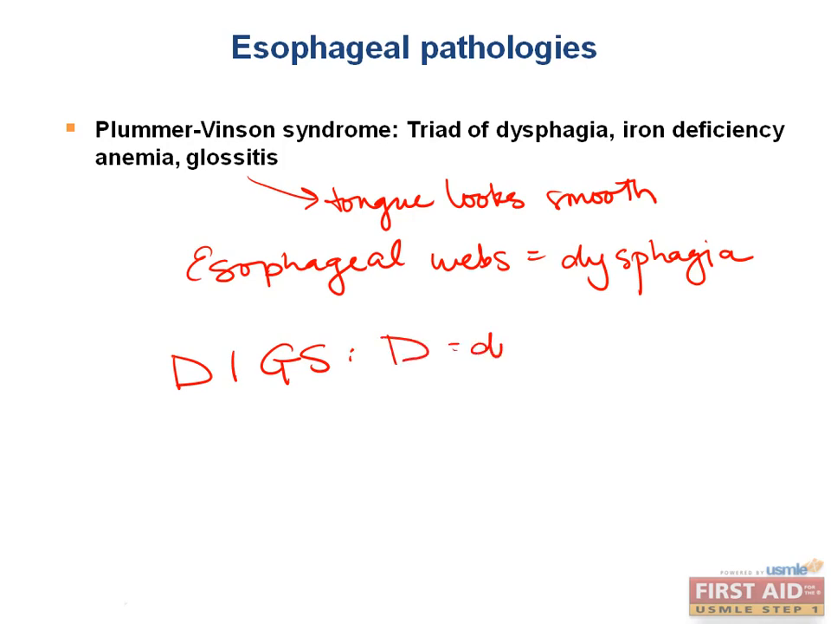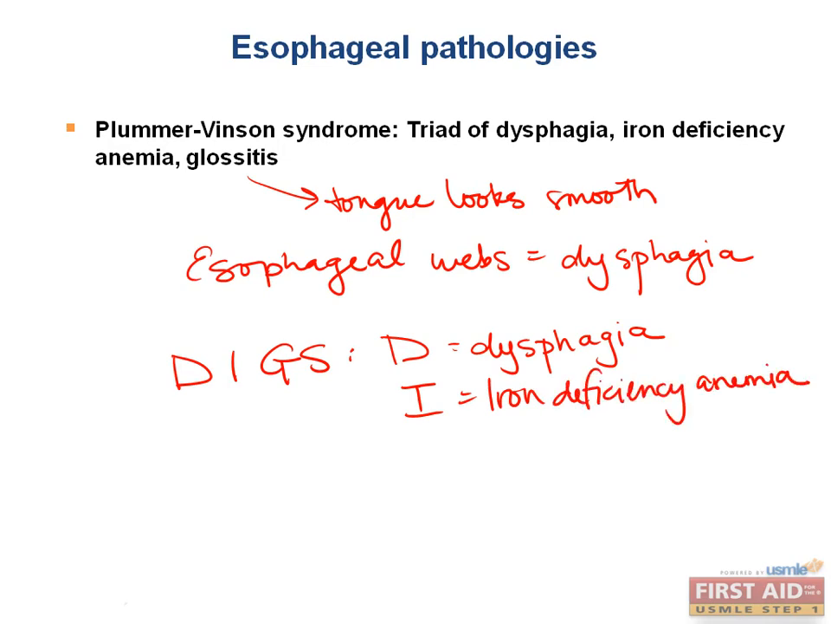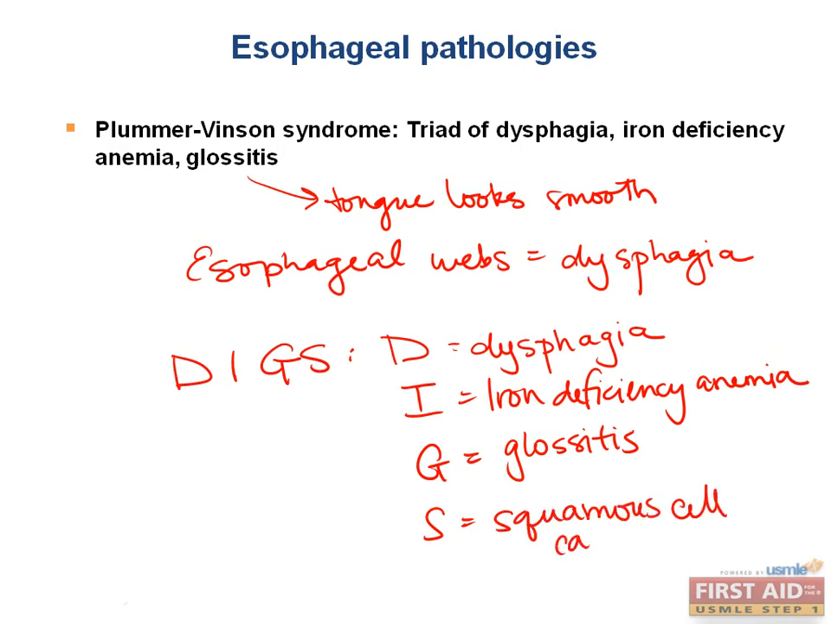D stands for dysphagia. This dysphagia is coming from the esophageal webs. I is the iron deficiency anemia. G is for glossitis. And S is for the increased risk of squamous cell carcinoma. You treat this with iron supplements.